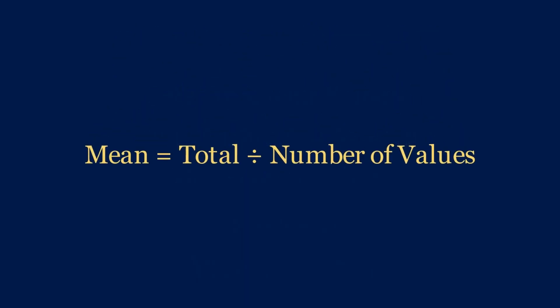So the mean of these numbers is 20. Excellent work. Remember, to find the mean, add all the numbers together and divide by the number of values. Let's continue our lesson and learn another way to describe a set of data.